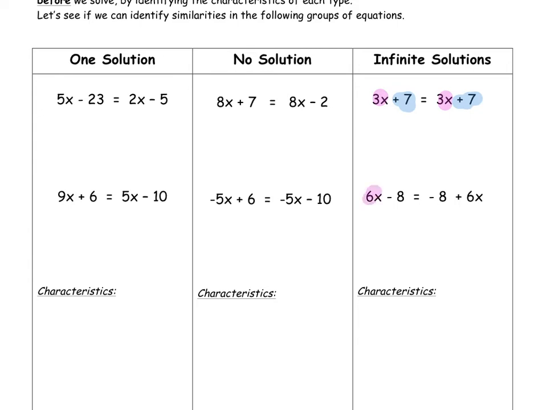I see 6x, a group of variables, and they switched the order, but I still have a positive 6x on this side. So those are identical even though the order is switched. The constant, I see minus 8, and I see negative 8, and mathematically those are identical as well. So even in this next equation, they don't visually look identical, but we can see that the constant is the same and the term with the variable is also the same. So let's write down those characteristics.